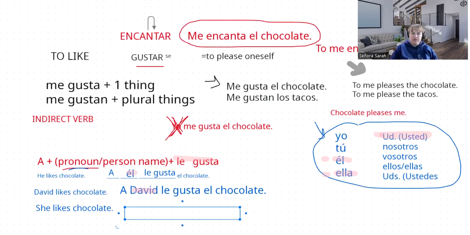Let me get this off of here. A ella le gusta el chocolate. Can you see the structure? Okay, now let's follow the rules. Remember up here, we got me gusta for one thing or gustan for plural things.